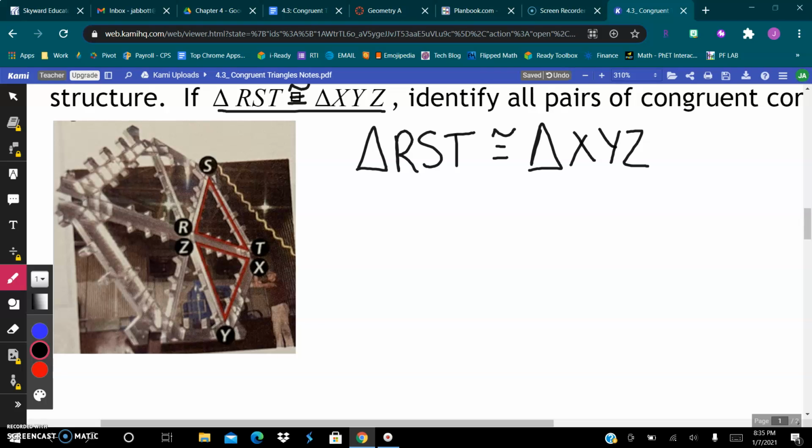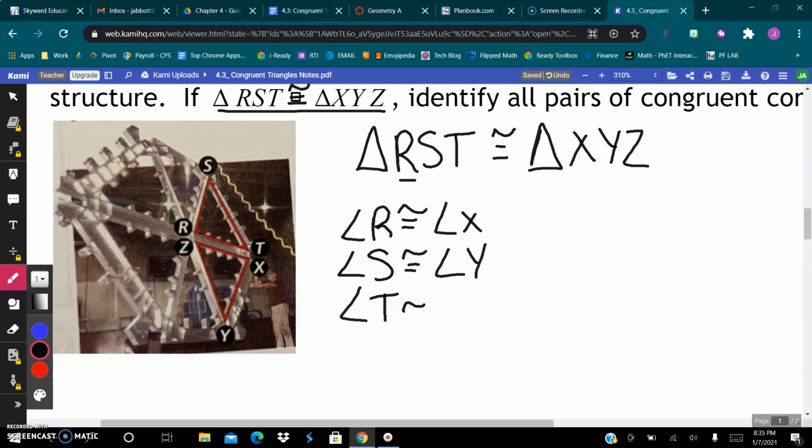So that tells me R is listed first, so angle R is congruent to angle X. S is second, so angle S is congruent to what's second in the next one, angle Y. And then angle T is last, so it is congruent to angle Z because Z is last.